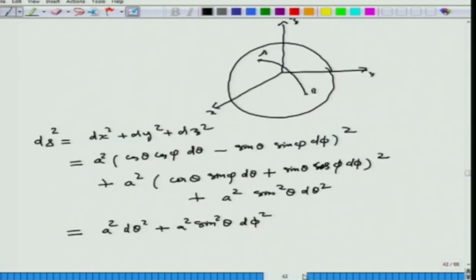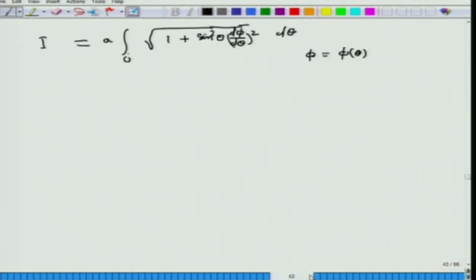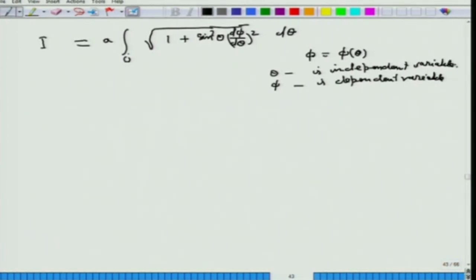So, a curve on this surface will be a function of one of the variables, either phi as a function of theta or theta as a function of phi. So, we can take any one as the independent variable. So, here theta is the independent variable and phi is the dependent variable. So, this is the functional we have here, which gives the length.